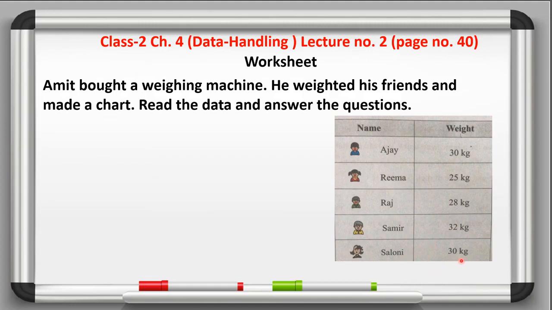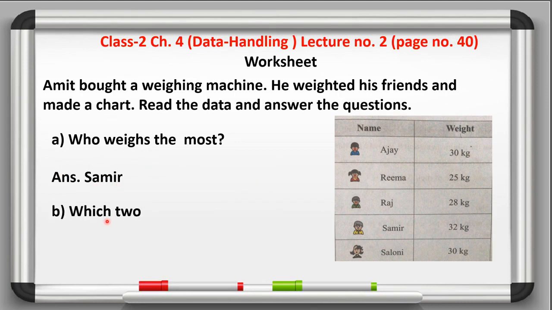Now we have to give the answer of the following questions. So here in A part it is given who weighs the most. मीन्स किसका वजन सबसे ज्यादा है. Okay, so here we will see which is the larger, that is 32 kg. और 32 kg weight किसका है बेटा? समीर. So here we will write the name of Samir. Okay, Samir, Samir.